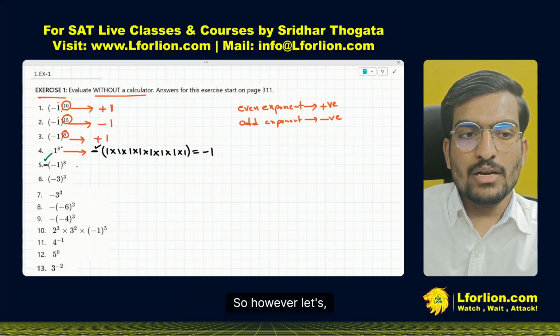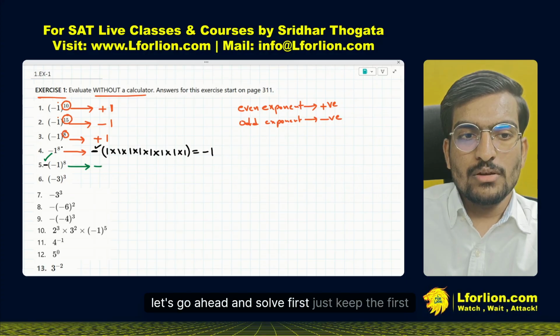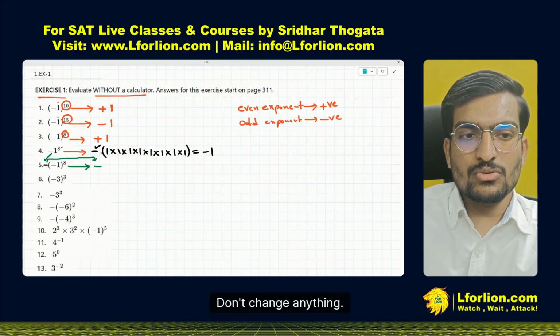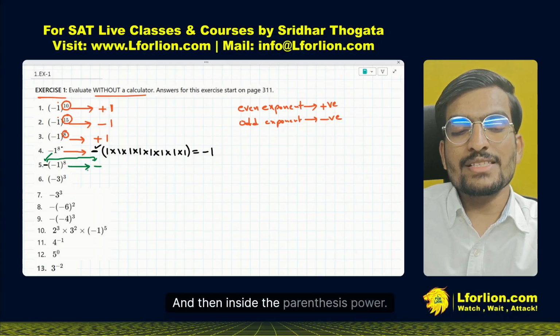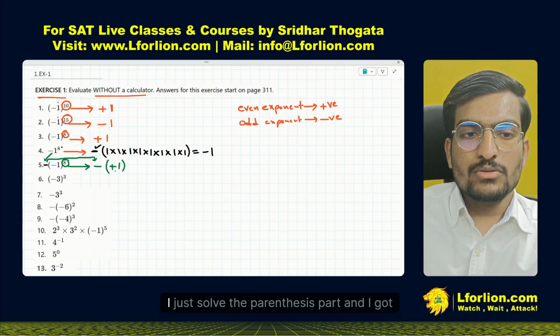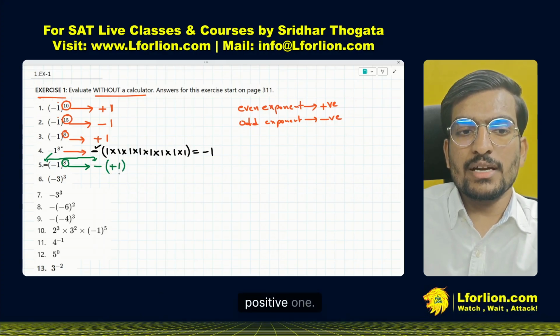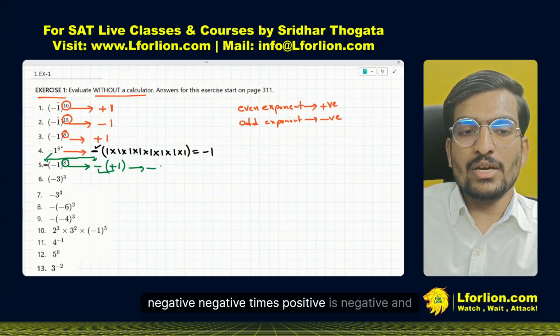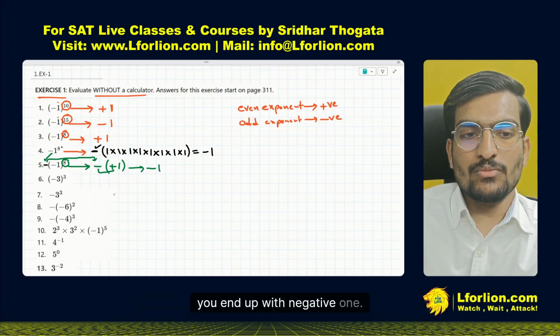So let's go ahead and solve. First, just keep the first negative sign as it is, don't change anything, and then inside the parenthesis, the exponent is even, so you end up with positive 1. I just solved the parenthesis part and I got positive 1. Now the negative and the positive will give out negative. Negative times positive is negative, and you end up with negative 1.